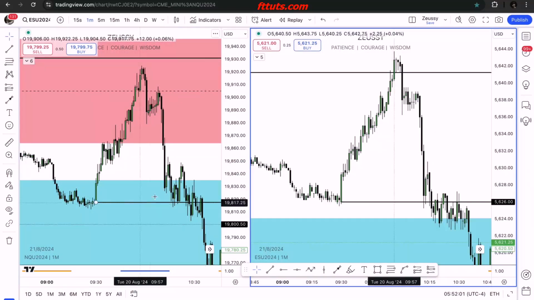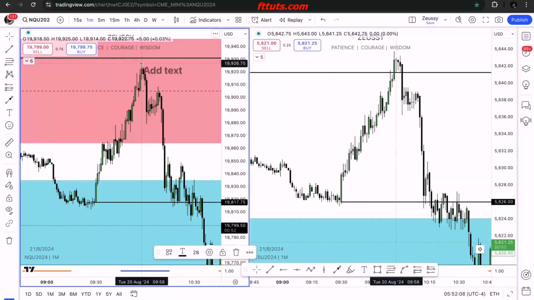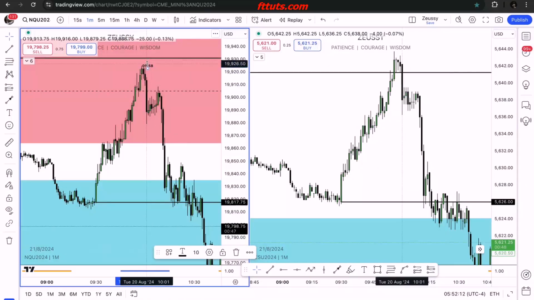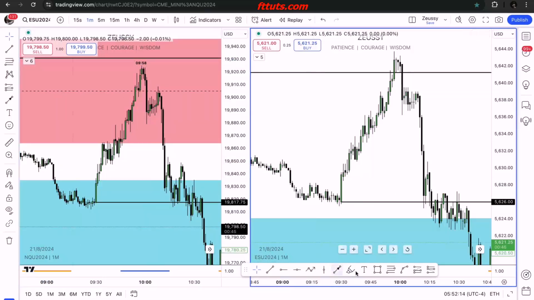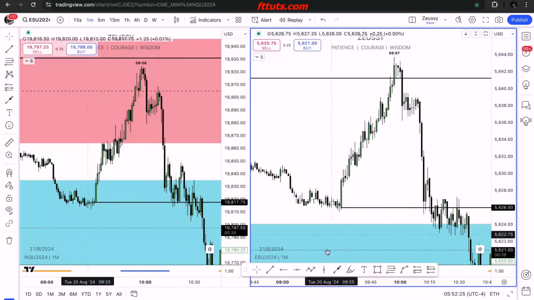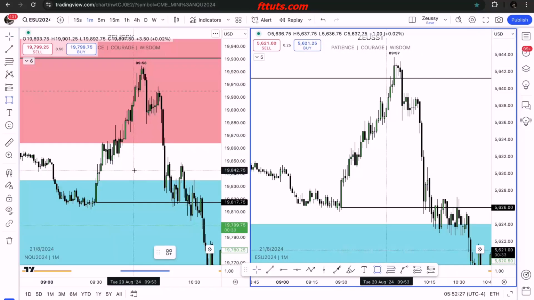And of course, what do we see? Eventually the markets form a high, and at what time does the high form? 9:58. Right here. And if we pay attention to ES, when does the high form on ES? 9:57. That right there is the SMT. It's a 1-minute SMT, which confirmed to us that the high was in during our macro window, and we then saw the market displace lower.